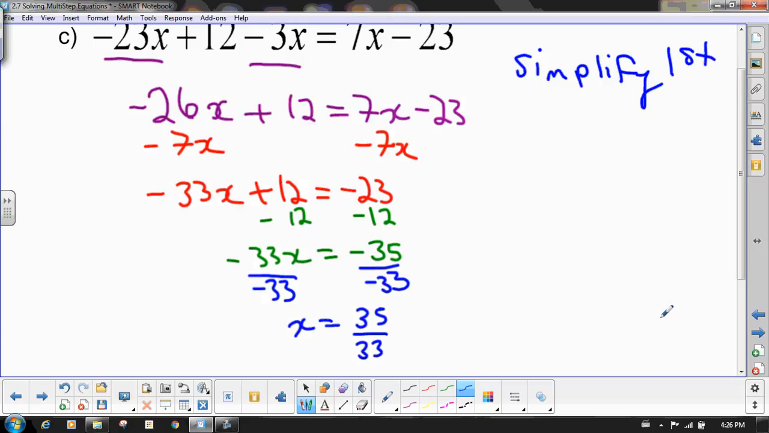And I'm going to leave my answer like that because it's a reduced fraction. I'm not going to change it to a decimal. I'm going to leave it as 35 over 33.